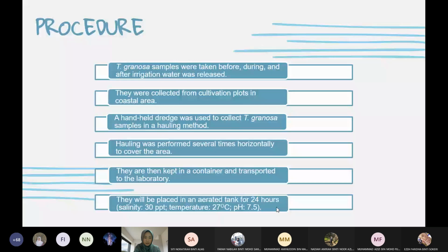After the samples are collected, they are kept in a container and transported to the laboratory. At the laboratory, they will be placed in an aerated tank for 24 hours with water characteristics such as salinity with 30 ppt, temperature of 27 degrees Celsius, and pH of 7.5. Next slide.